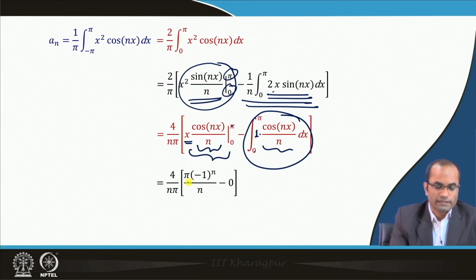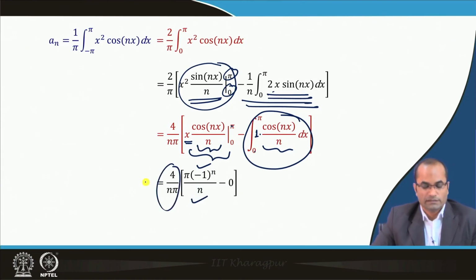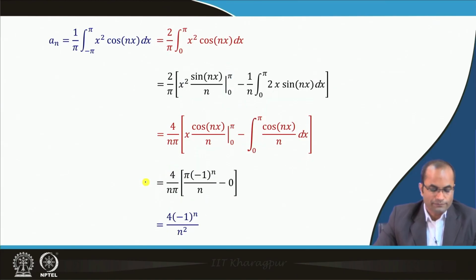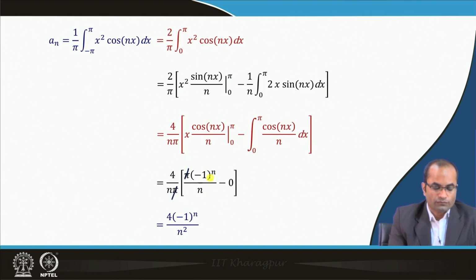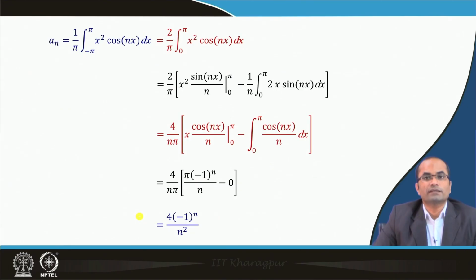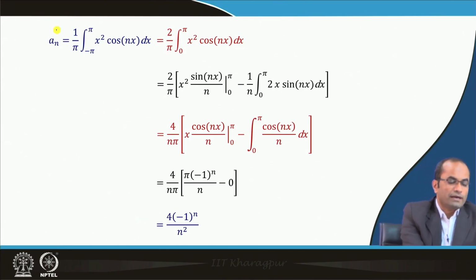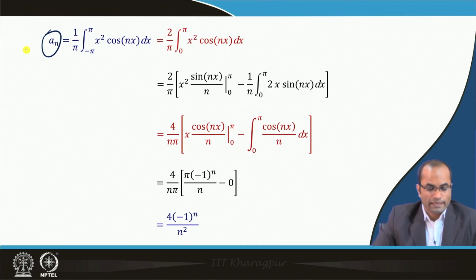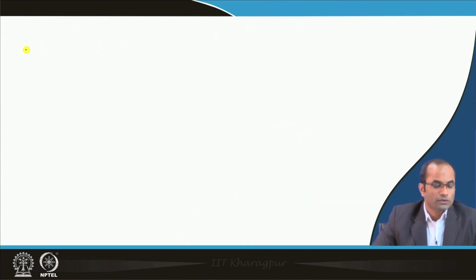So, when x is pi, cos n pi will be minus 1 power n, divided by n, and there is a factor 4 over n pi sitting outside. So, what we have? We have 4, this pi gets cancelled. So, 4 times minus 1 power n over n square is the value of the Fourier coefficient a n, and all b n's are 0.